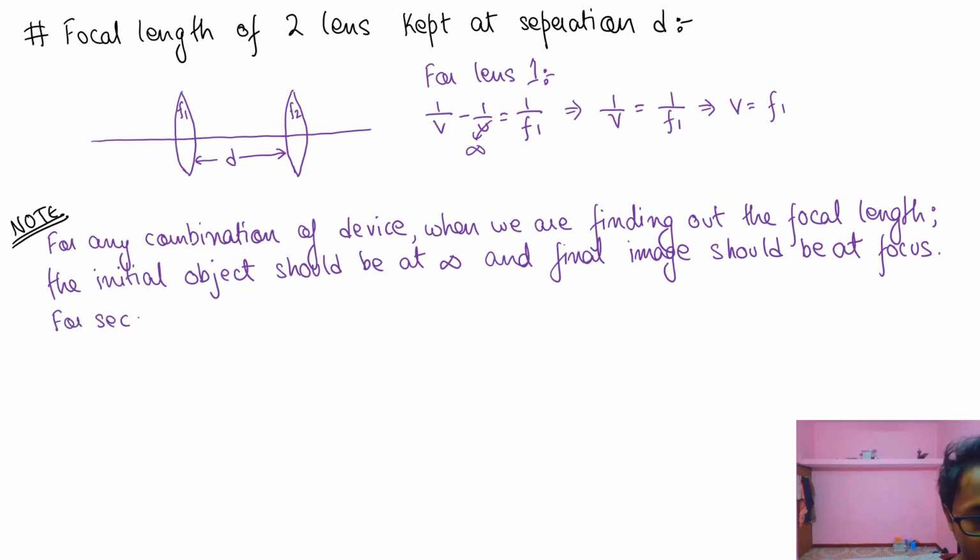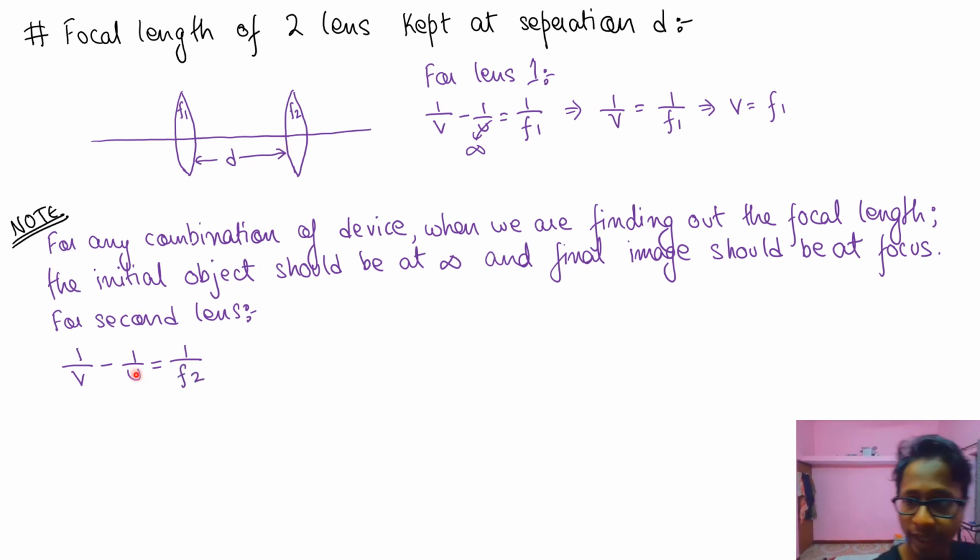Now see, for the second lens, I'm applying the same formula: 1 by v minus 1 by u is equal to 1 by f2. So I'm applying the formula for this lens. Here u is nothing but this v, the v from the first lens. And v here is nothing but f equivalent, the equivalent focal length.